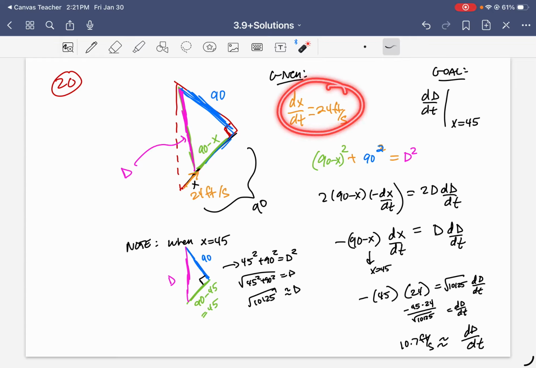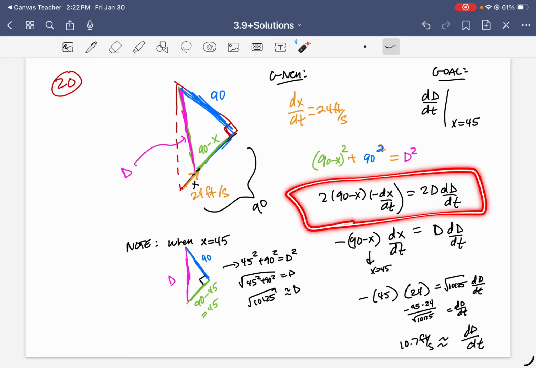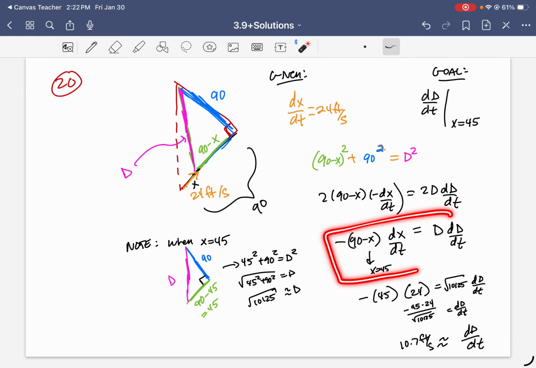So we're given that dx dt, how fast I'm running, is 24 feet per second. So this is getting longer at a rate of 24 feet per second. And we want to find dD dt. Well, I've now got this triangle right here. Again, I've got 90 squared plus 90 minus x squared is equal to D squared. So when I take the implicit derivative of both sides with respect to time, I get this. Divide both sides by 2 and I get this.